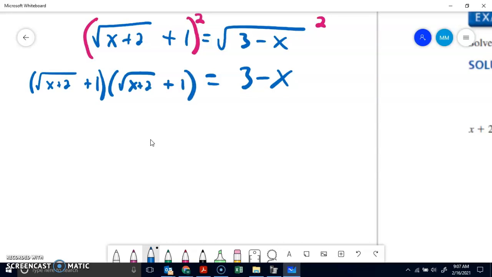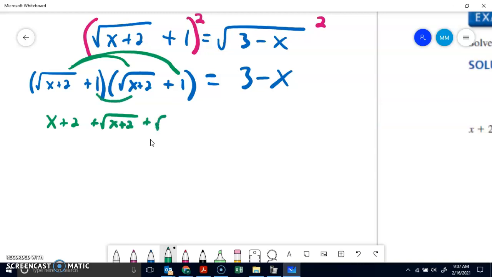So I have to distribute this out. So let's work on distributing. Square root times the square root, that just makes x plus 2. Like the square root of 7 times square root of 7 is just 7. So the square root of x plus 2 times itself is just x plus 2. And then I have 1 square root of x plus 2. And then here I have 1 times the square root of x plus 2. There's another one of those. And then 1 times 1 is 1.